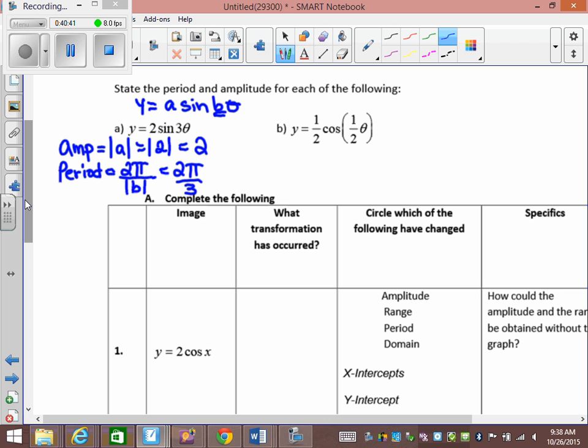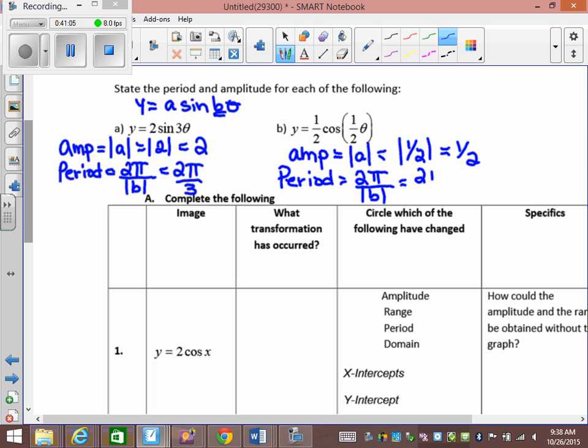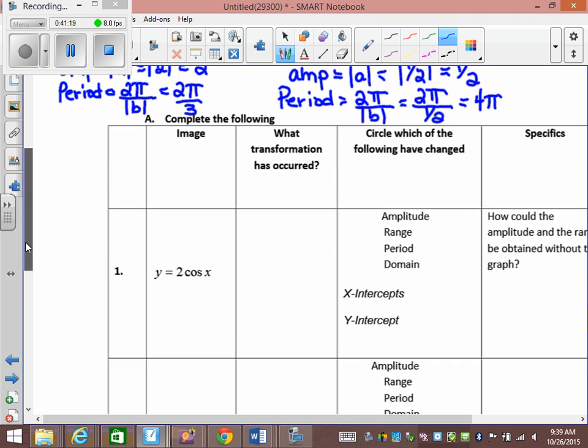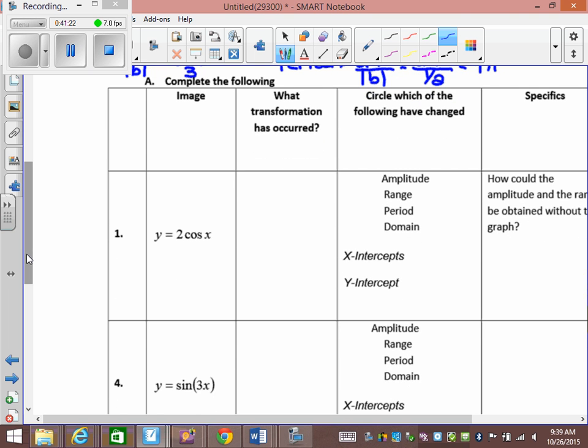Okay. So what's the amplitude of this one? Absolute value of a, which is the absolute value of a half. This half is negative. And then my period is 2 pi divided by the absolute value of b. So 2 pi divided by a half. When you divide by a half, it's like multiplying by 2. Got it?